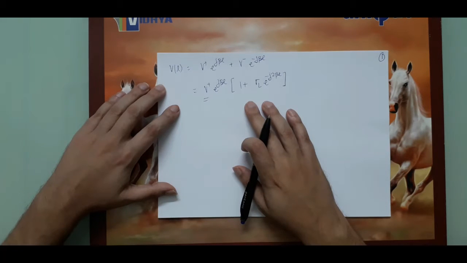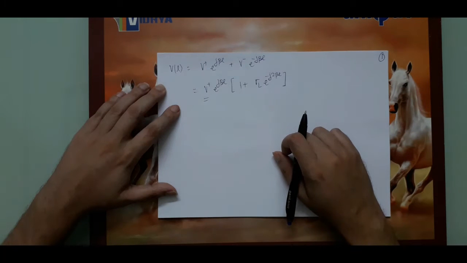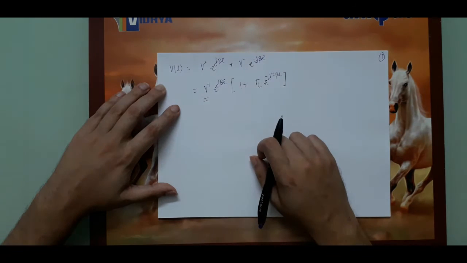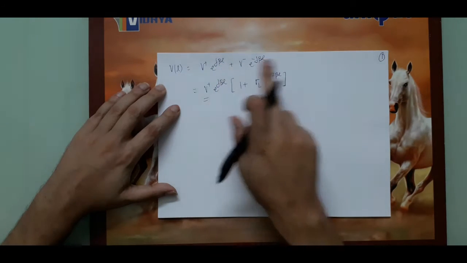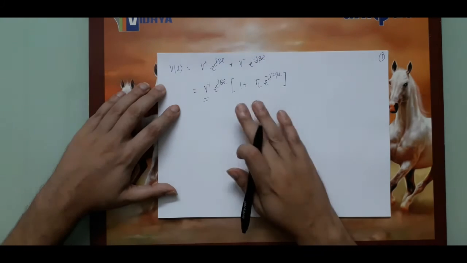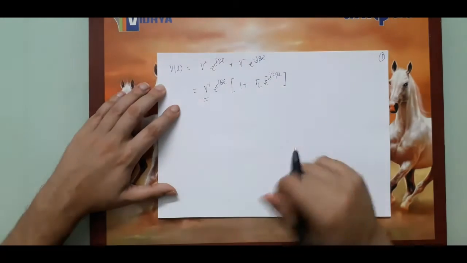Now the question is, what is V plus and how can we measure it? Looking at the general voltage solution on the transmission line, I can very easily say that if the line impedance is matched to the load impedance, then the voltage across the load is nothing but V plus.